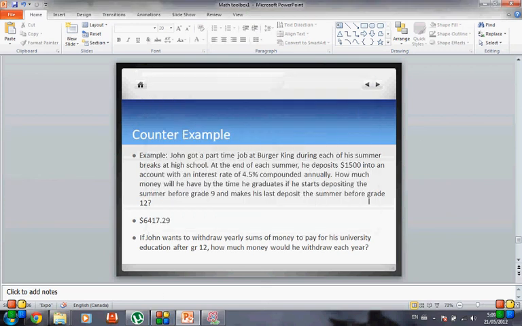And we already established that the answer to this question was $6,417.29. So that is how much he would have by the time he finishes grade 12. So let's continue on with this question. If John wants to withdraw yearly sums of money to pay for his university education after grade 12 using this amount, how much money would he withdraw each year?